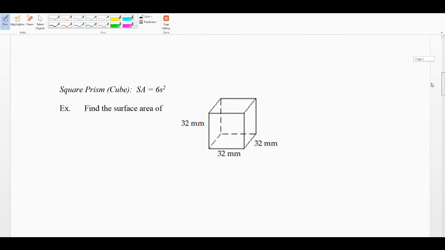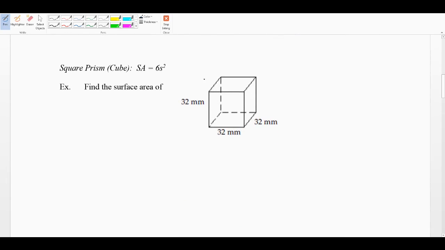Now, this is a square prism, better known as a cube. The surface area formula is 6 times s squared, where s is the length of one of the sides. In this case it's 32 millimeters. The reason it's 6 times s squared is that if you find the area of one side, which is side times side, it's the same as the area of each of the 6 sides, so you can just multiply one side's area by 6.